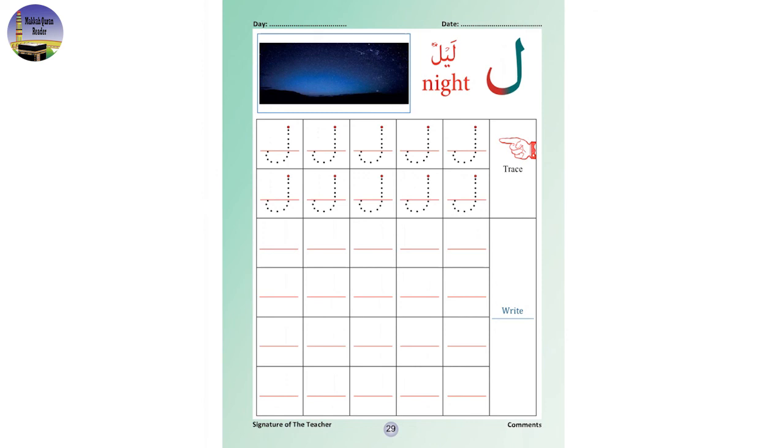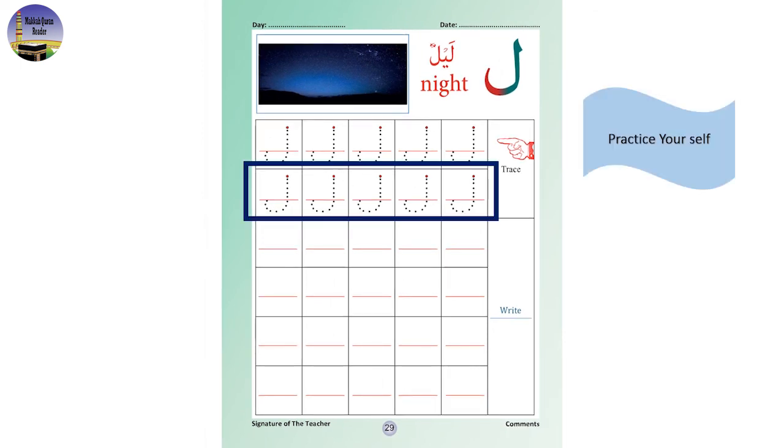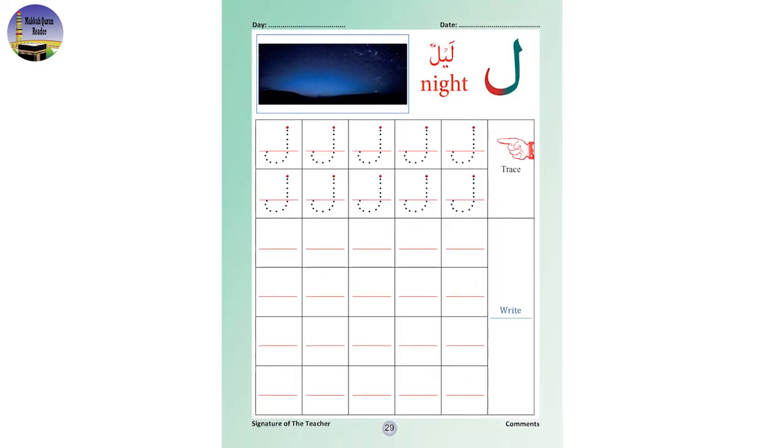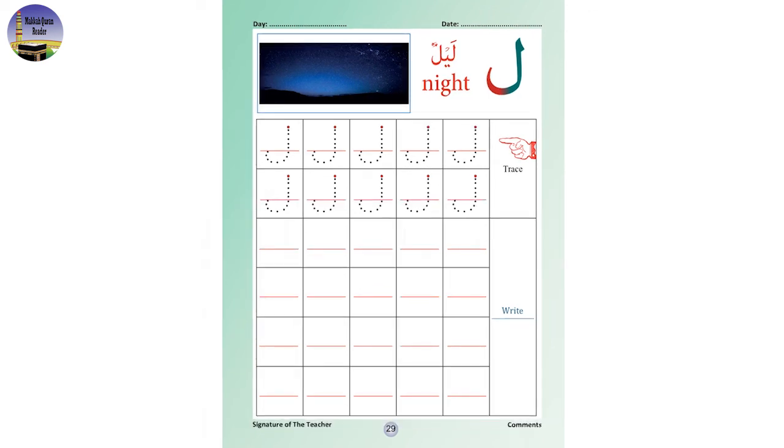Remember, we must maintain the red line. Follow the upper one and join the dots of the second one in the same way. Now you have to write lam by yourself and complete the page properly. And don't forget about the red line.